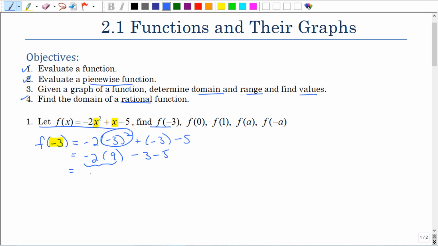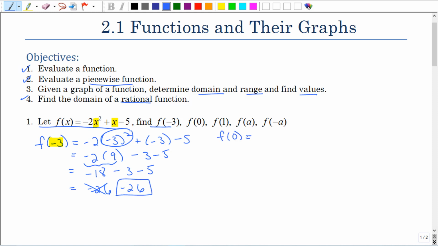Then I'm going to multiply those together. I'm going to get -18. And now I just have subtraction across, and hopefully I've done that correctly. Let's see. Nope. Let's try again. So that's -21. Yep, -26. I believe that is correct.